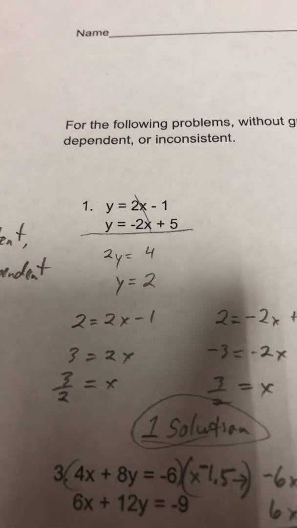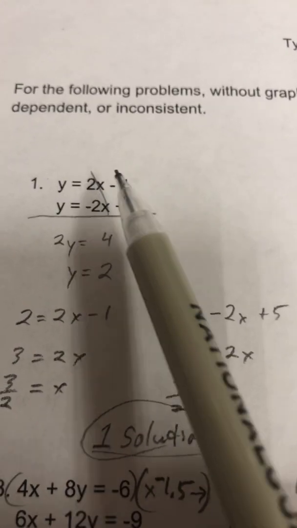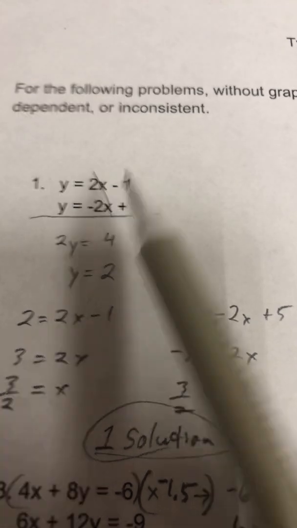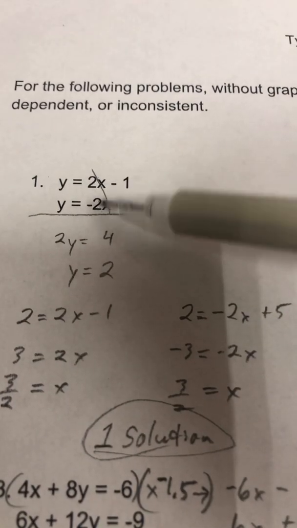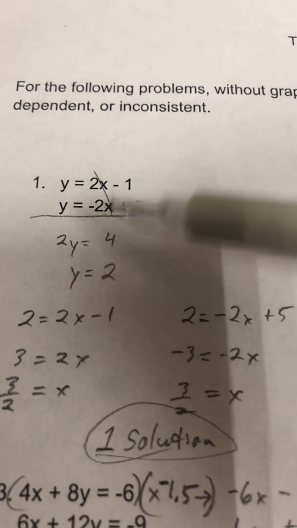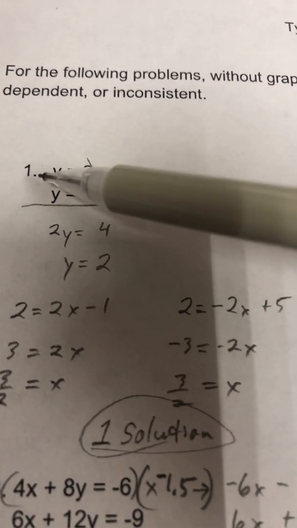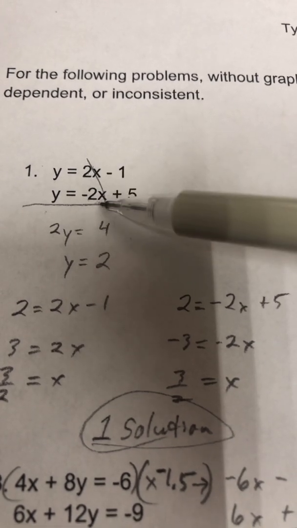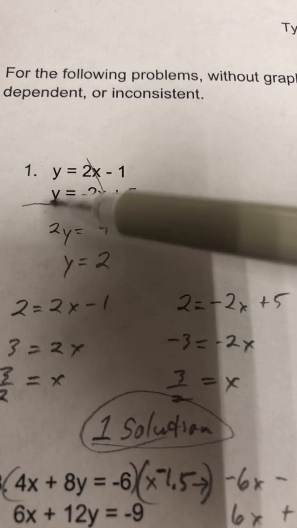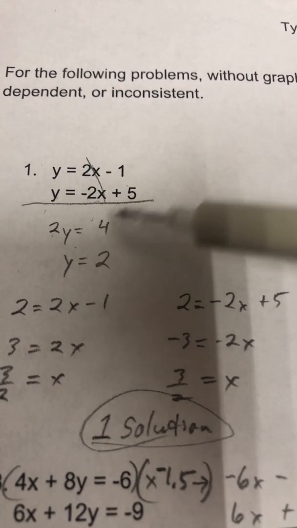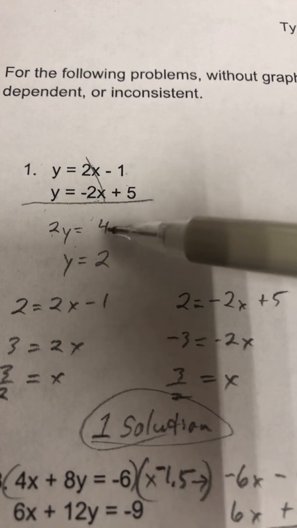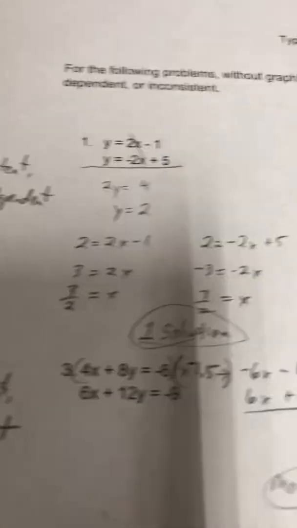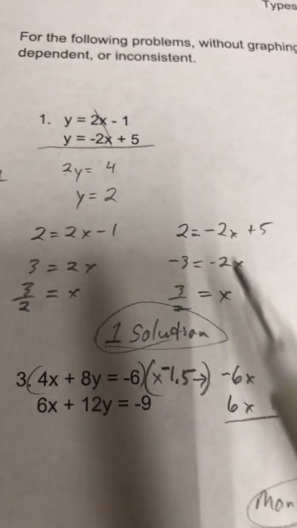You're making progress. So for the first one, it's pretty easy. It's already set up for you to where I can get rid of this 2x here by just adding these two equations together. I have 2x minus 2x, so that gets rid of my x. I have 2y equals 5 minus 1, which is 4. So I divide both sides by 2, and I get y equals 2. That's nice. I didn't have to rearrange anything for that one.